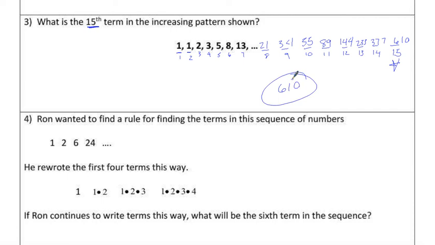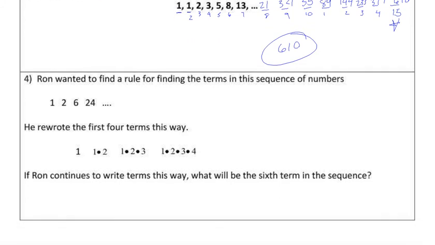And then number 4 is the last one. It says, Ron wanted to find the rule for finding the terms in the sequence of numbers. He wrote the first 4 terms this way. So here's how he wrote it out. For each, to get from 1 to 624, he wrote 1 times 2, then 1 times 2 times 3, and then 1 times 2 times 3 times 4. If Ron continues to write terms this way, what will be the 6th term in this sequence? So we have the first, the second, the third, and the fourth term. We need the fifth term and the sixth term.